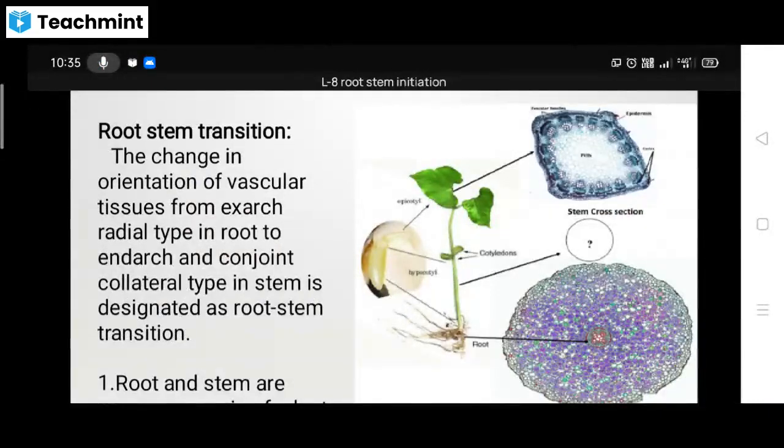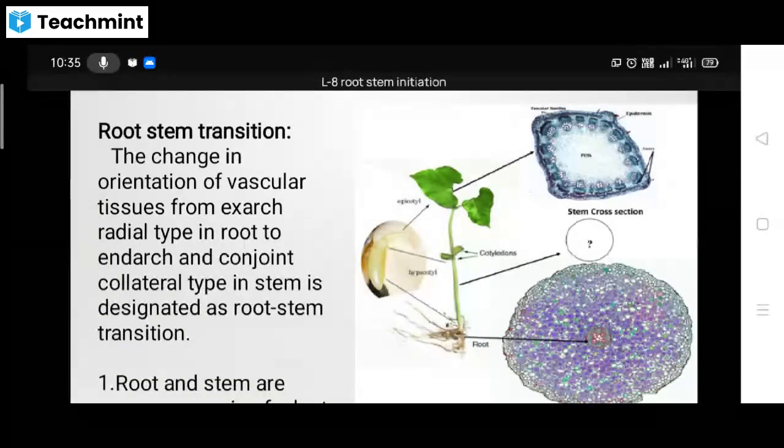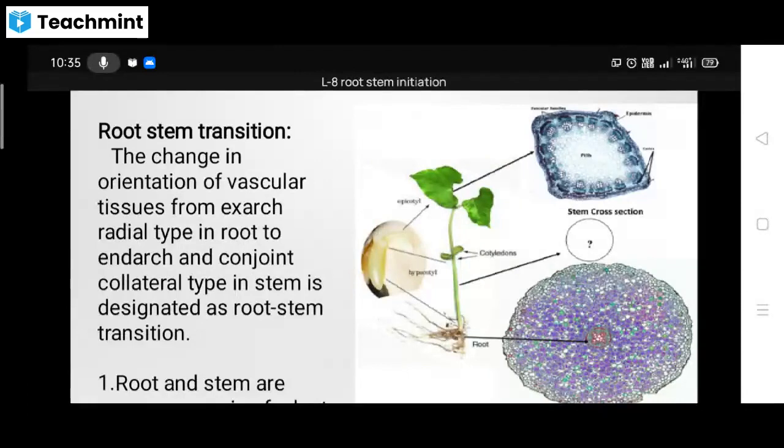Okay. So today we discuss the remaining part of the root stem transition. As you know, the anatomical parts of the root and stem are different. In roots there is a radial arrangement of the vascular bundles, whereas in the stem the vascular bundles are arranged in a ring at the peripheral region. So how these changes take place, we have discussed under root stem transition.